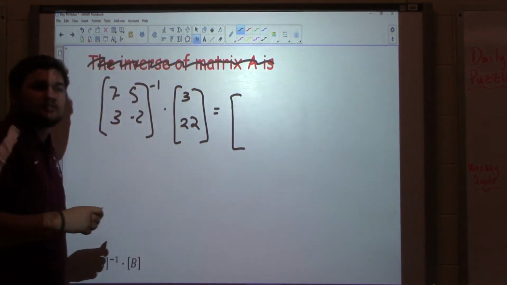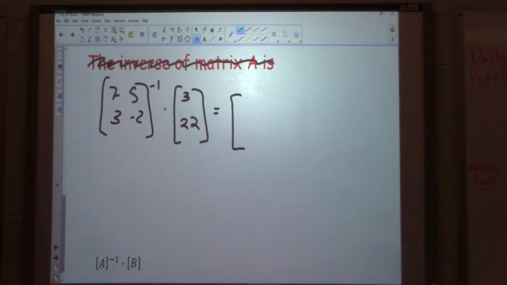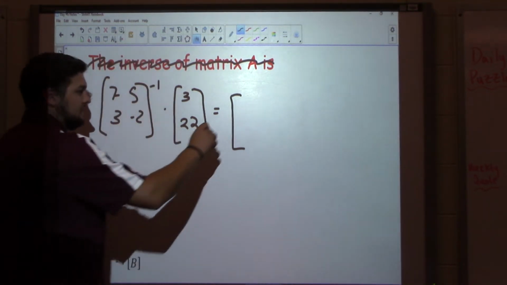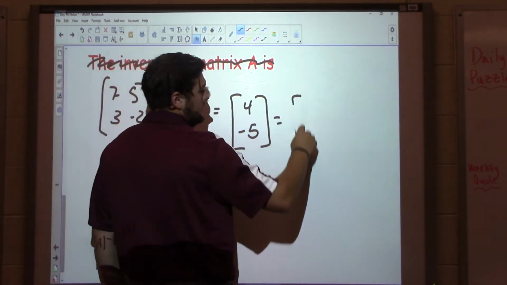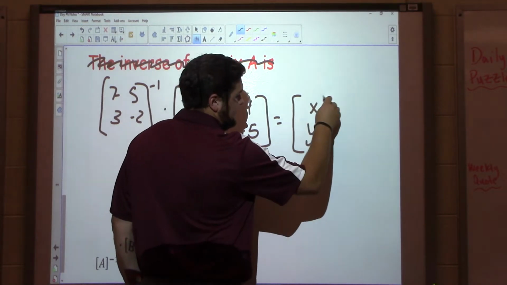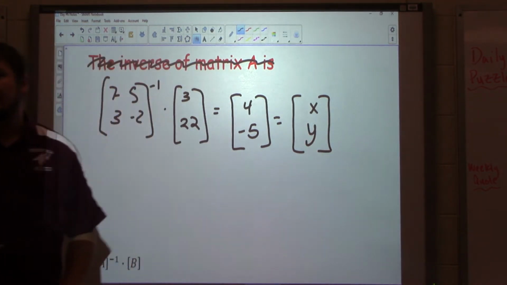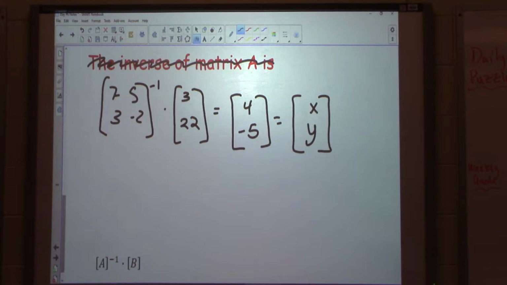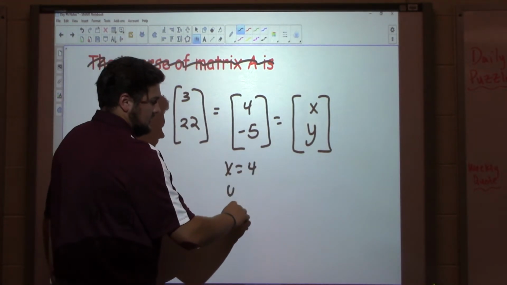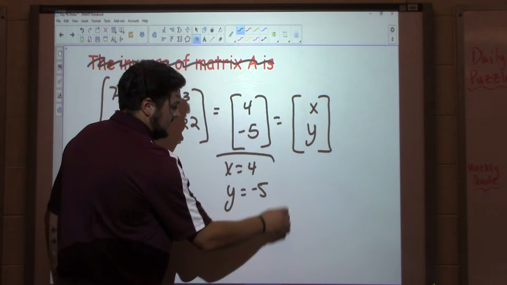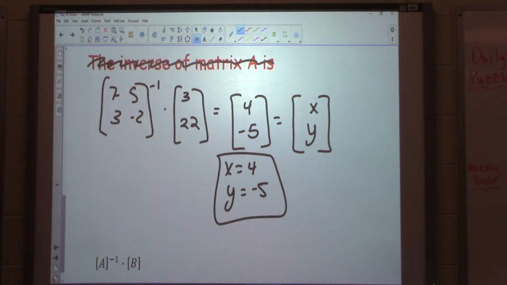We should get an answer matrix, right? What'd you get? 4, negative 5. Stop spoiling the answer. Please tell me somebody else got it. Now we said that's equal to our variable matrix, that's equal to x, y. Now, I'm kind of picky about this. I don't think Miss Furman or Miss Jackson are as picky with their classes. But I like you to write out x equals 4, y equals negative 5. I want you to actually answer the question, what are x and y? I don't want you to just leave it as a matrix.